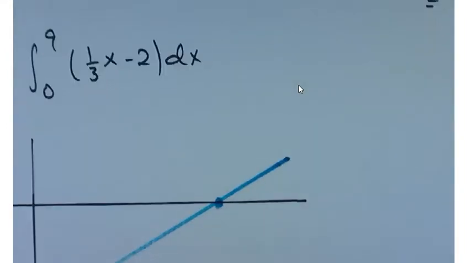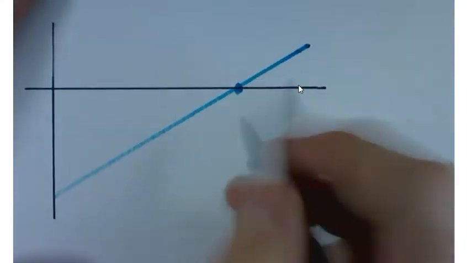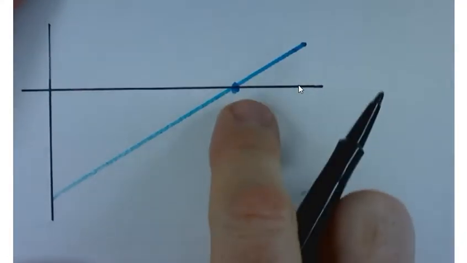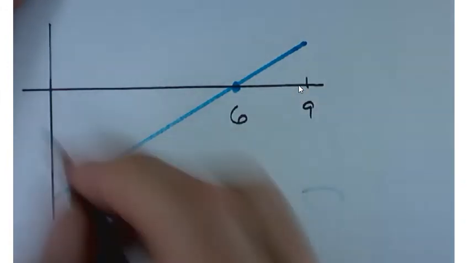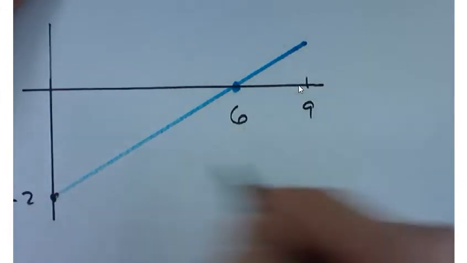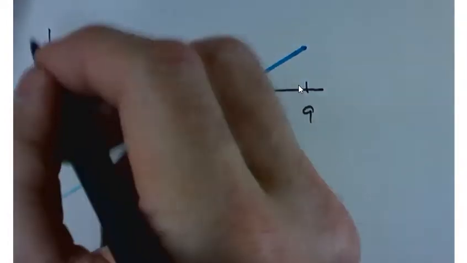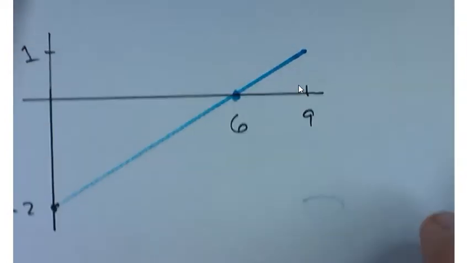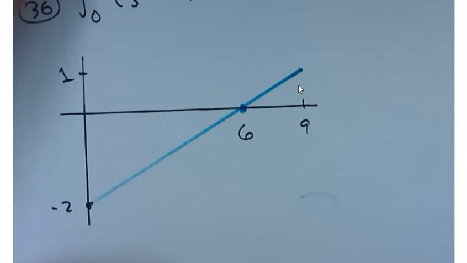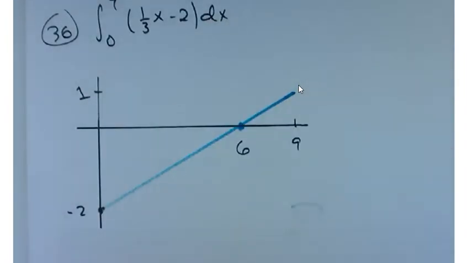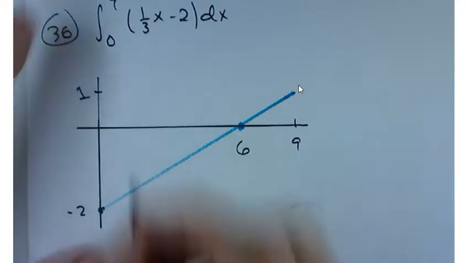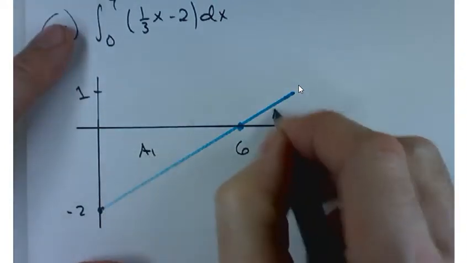And importantly, the graph crosses the x-axis. Where does it cross? Does anyone notice? 6. Good. 6 and 9. This is going to be down here at -2. At 9, we're up here at 1. So great. Basically, to find this integral, I got to find two areas, right? I got to find, we'll call it A1 and A2.